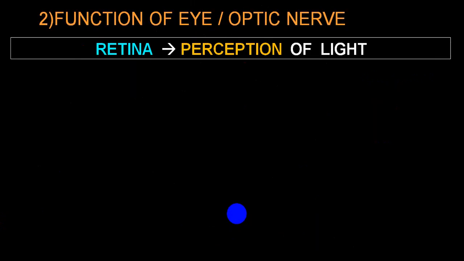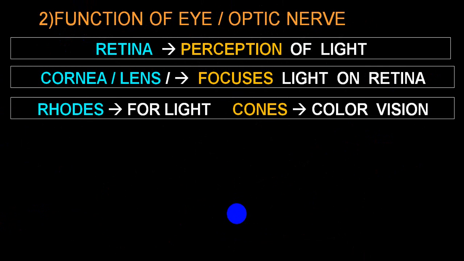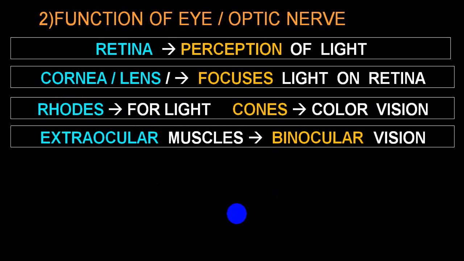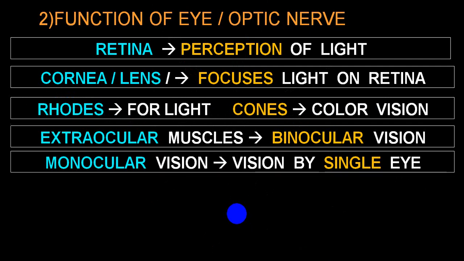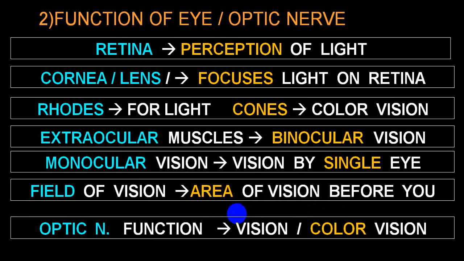The function of the eye: the retina is for perception of light. Cornea and lens help in focusing the light on the retina. Rods are for light and cones are for color vision. Extraocular muscles help in binocular vision, meaning they help in the movement of the eyeball so that we get binocular vision. Monocular vision is by a single eye. Field of vision is the area of vision before the eyeball or the person.